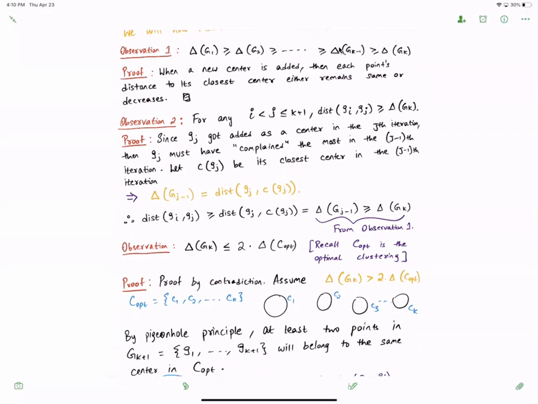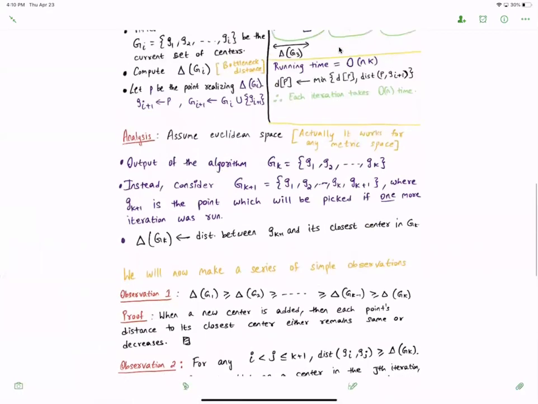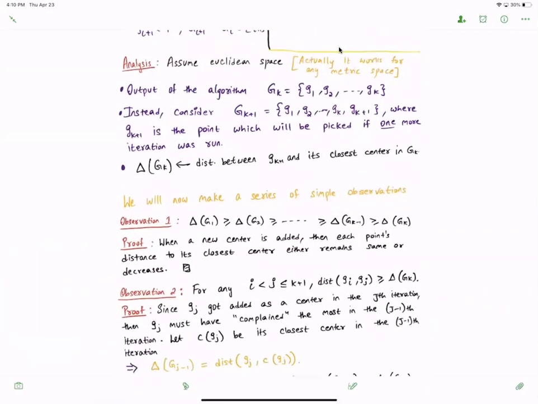Anyways, let's look at C-opt, and let's say C1, C2 up to Ck are the K center points of that optimal clustering. Now, by the pigeonhole principle, we have K centers here in the optimal clustering, and I'm saying at least 2 points in Gk plus 1 are affected. Recall Gk plus 1: it's these K plus 1 points.